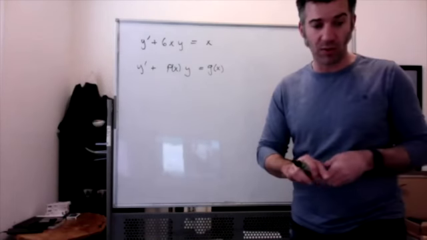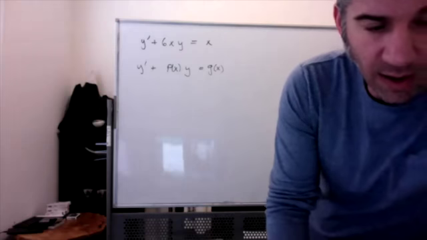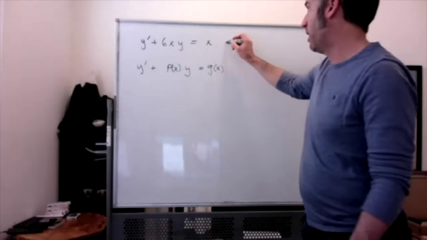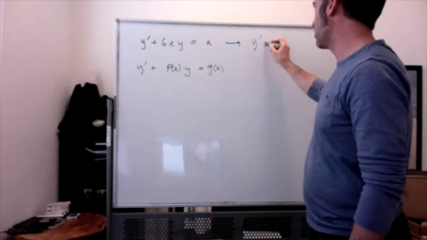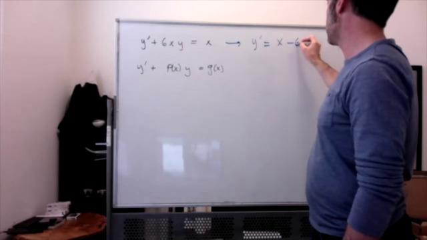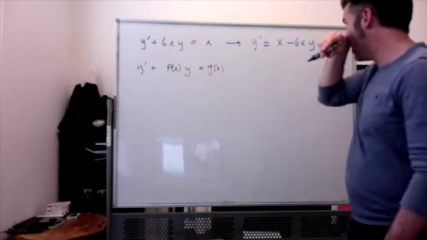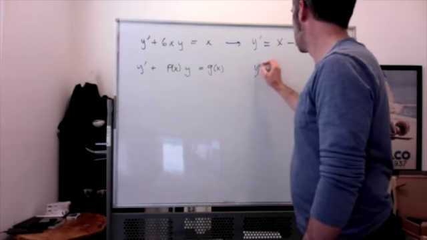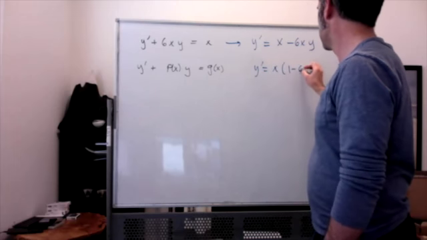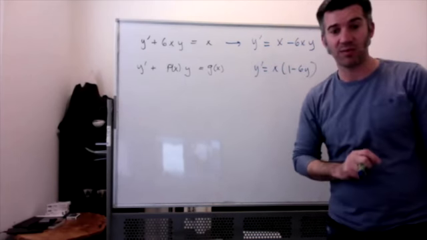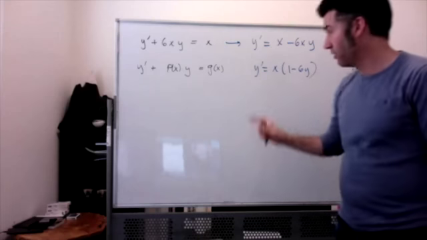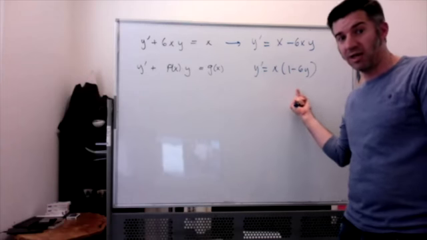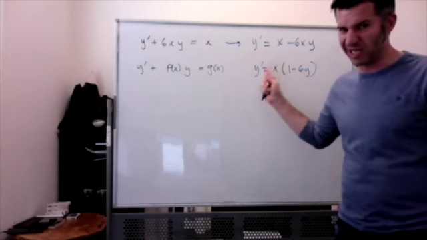So to do it as a separable, you have to bring everything to one side and y prime on the other side. So to even think, is it separable, I have to rewrite it as y prime equal to x minus 6xy. And then observe that we can factor out an x. So that y prime is equal to x times 1 minus 6y. Well, look, this is separable because the right-hand side is a function of x times a function of y. So if you can do it this way, it's usually easier to do it this way.